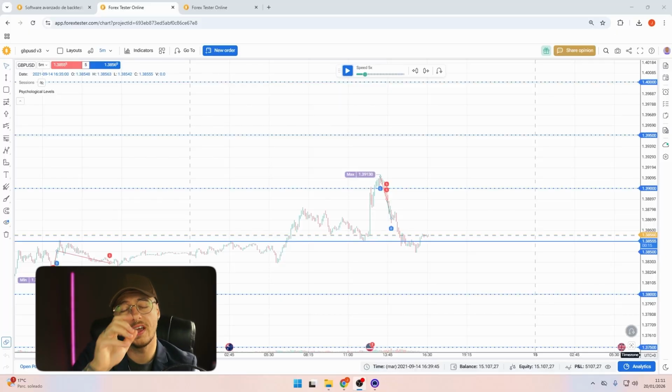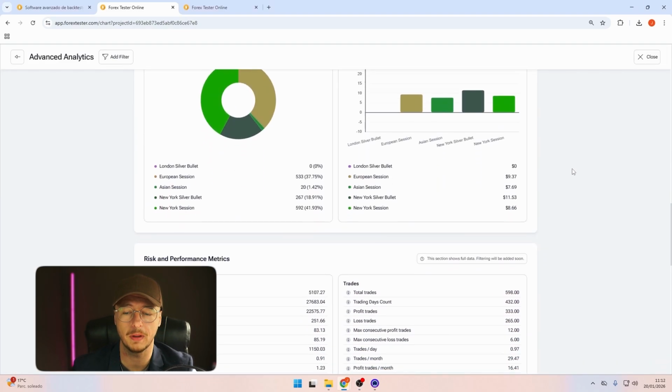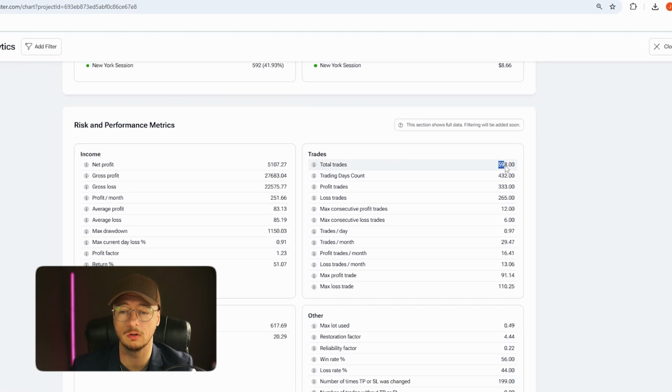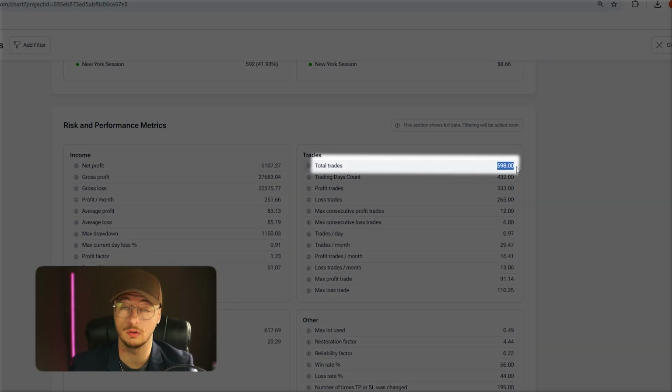So let's head straight in, and as you can see, this is one of my personal trading strategies. As you know, I use psychological levels every single day for my trading, and here's one of the backtests that I made in Forex Tester Online. If we come to analytics, we'll be able to see that this backtest has over 598 trades, so nearly 600 trades in this backtest over 2 years of backtesting.